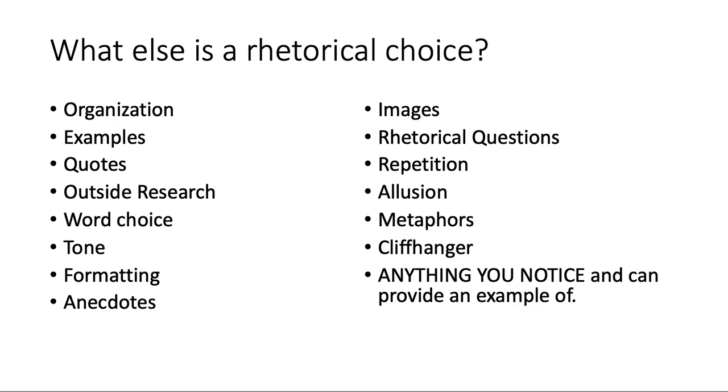The bottom line is that a rhetorical choice is anything that you notice the author did and you can provide an example of. Again, you need to provide an example and explain why it was effective or not, but anything that you think the author did and can provide an example of is a valid thing that you can talk about in a rhetorical analysis or when you are looking at somebody else's use of rhetoric. There is no definitive list of if it's not on this list, it doesn't count as rhetoric. No, that's not how it works. Anything the author is doing that you can give an example of and explain why it was effective or not is an example of a rhetorical choice.